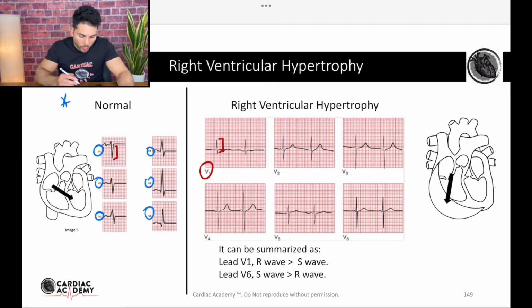And as you can see, when it progresses through V1 to V2 and V3, you start seeing that the S wave starts getting bigger. So it's the other way around from how it should be. And a quick shortcut that you can use is that if you see a tall R wave in V1 and a large S wave in V6, that's abnormal. That's right ventricular hypertrophy. Compare that to the other side. You see a small R wave and a large S wave in V1 and a large R wave in V6. That's normal, okay? All right.